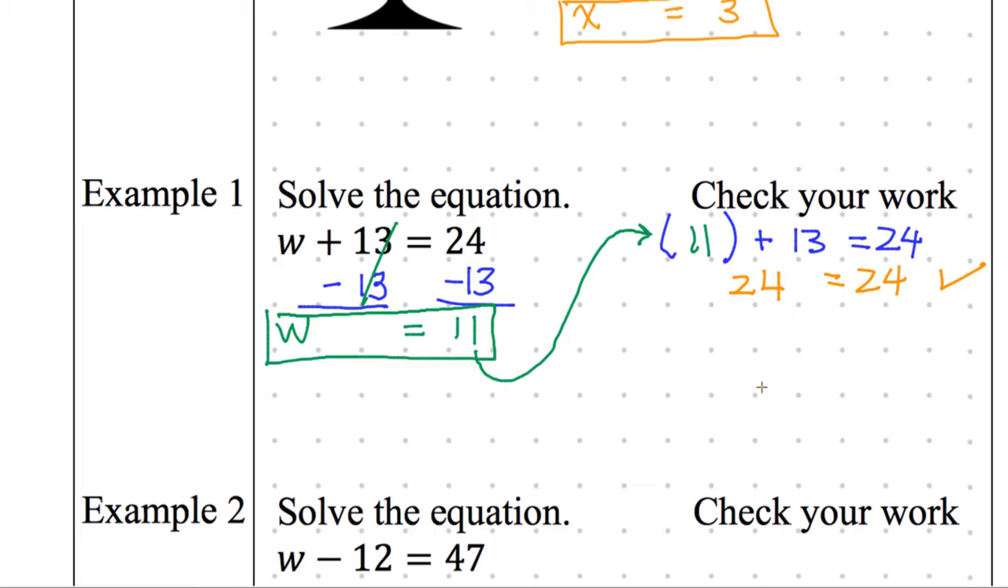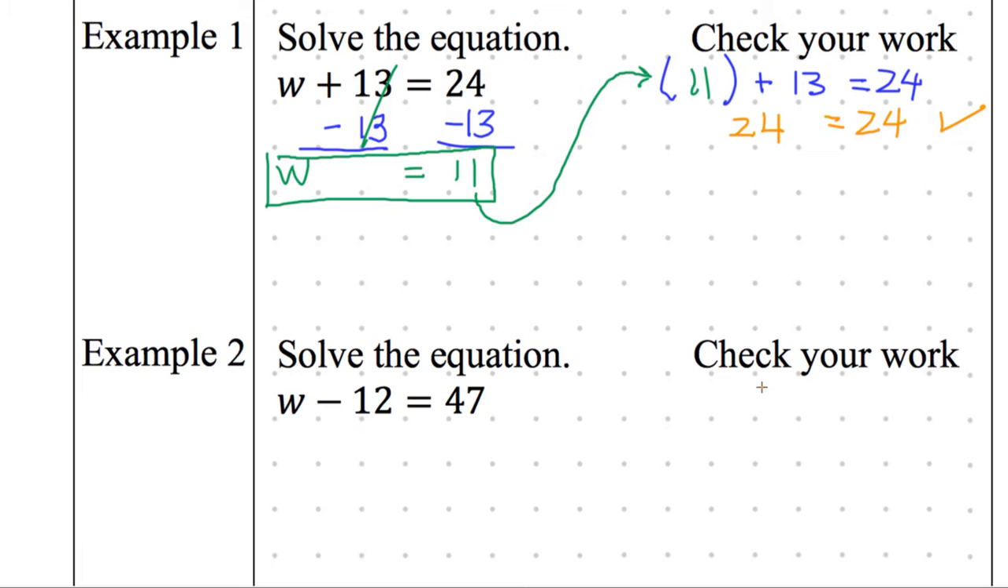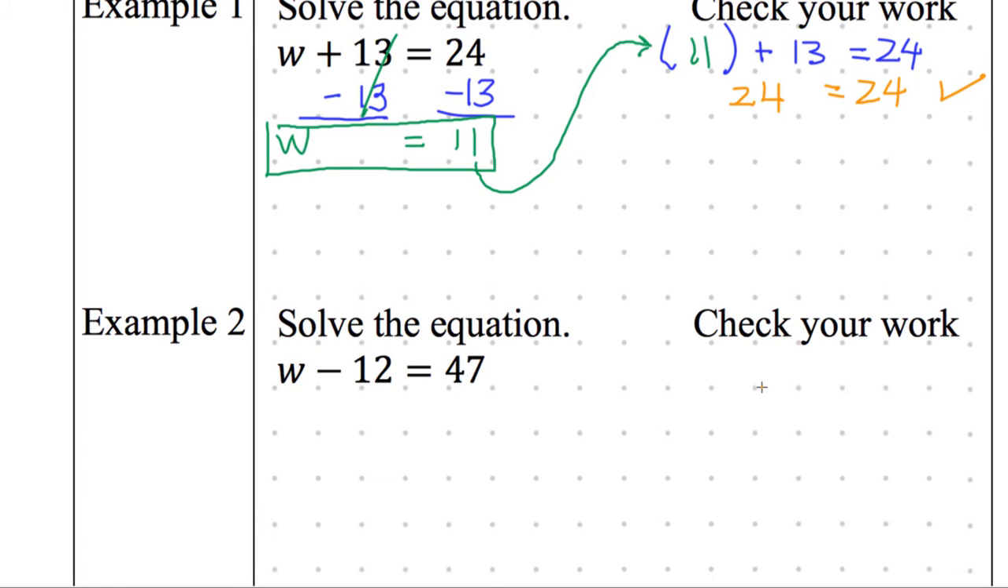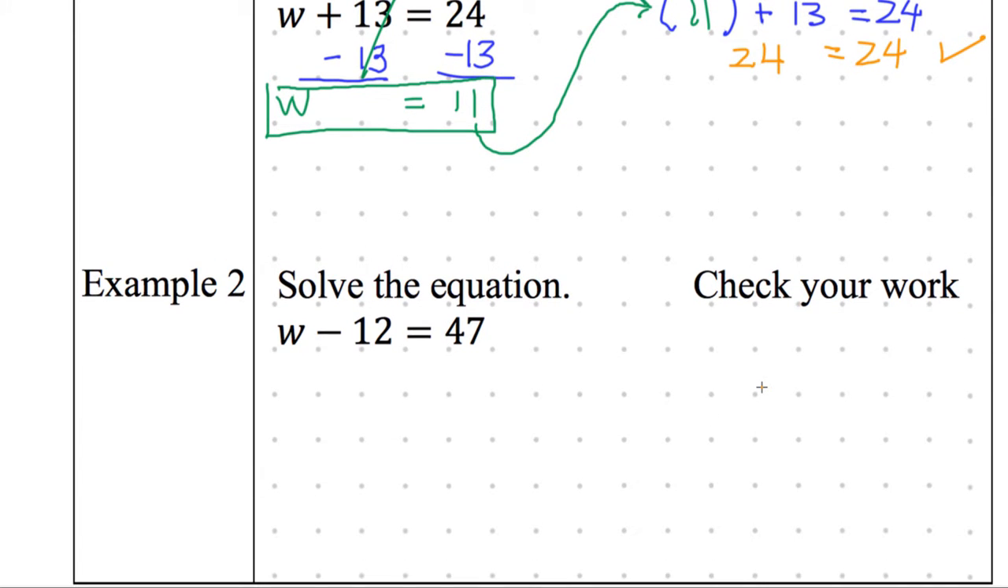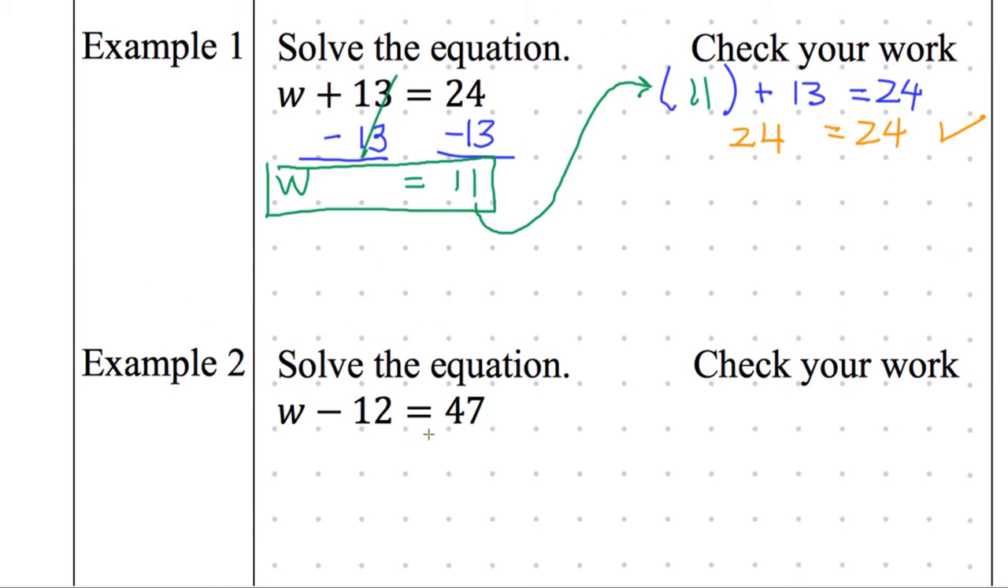In almost all things that you do in math, there is a way to check your work. So you can check your work on every single problem that you do on the test and get it right, hypothetically. So I want you guys to do example 2 by yourselves and then check with a neighbor. You have to figure out what the inverse operation of subtracting 12 is going to be. And then go ahead and do that just like we did above, and also check your work. Do everything that we just did in example 1 with example 2.